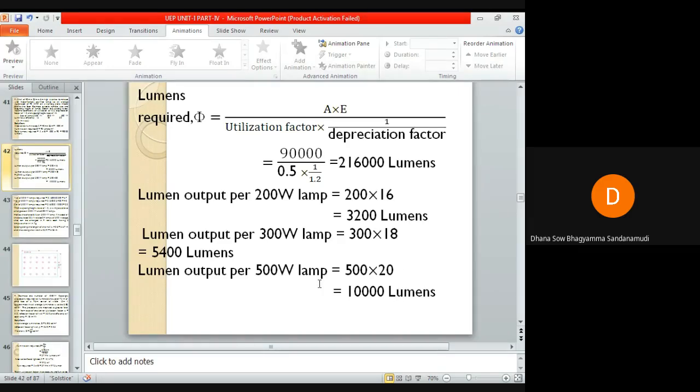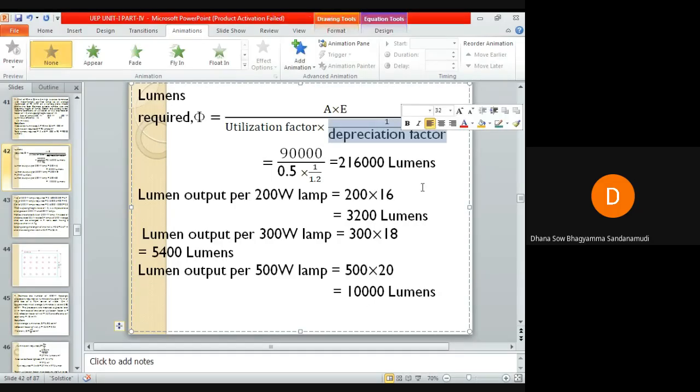So it is similar to your previous problem. The only difference is there was a maintenance factor given in the previous problem, while in this problem only the depreciation factor is given. And in that problem they gave us only 2 wattages, here we have 3 wattages. Did you complete?